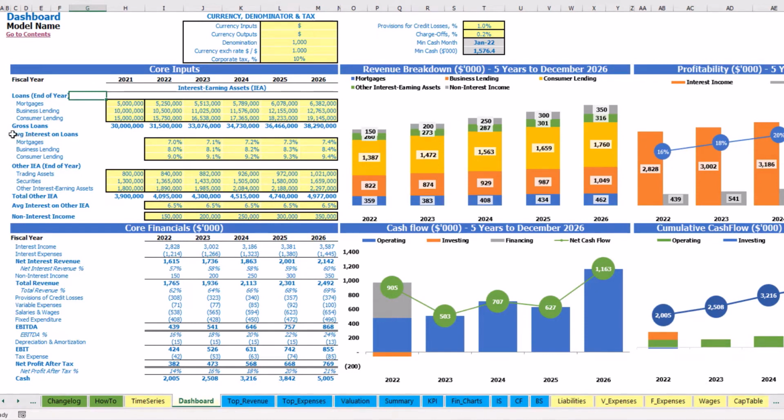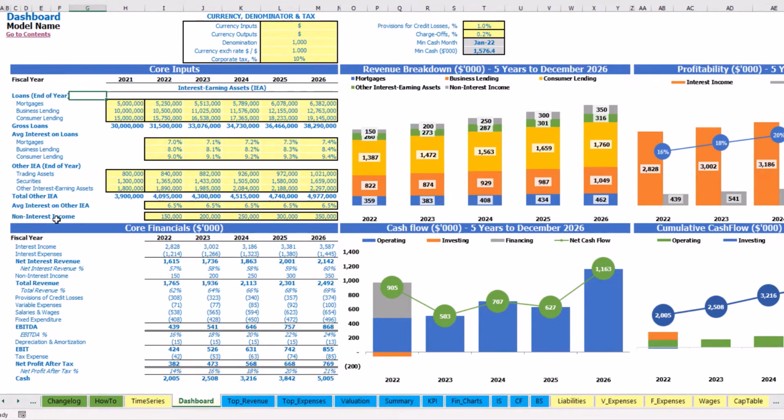And also you can input the average interest on loans by years and by categories. The same idea for other interest earning assets. There are 3 categories: trading assets, securities and other interest earning assets. And you have just one input for average interest on other interest earning assets, also by years.